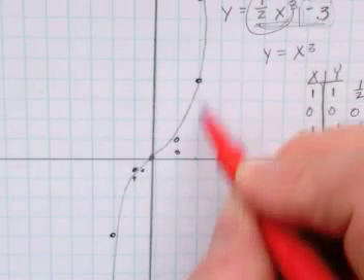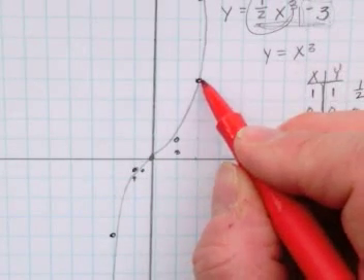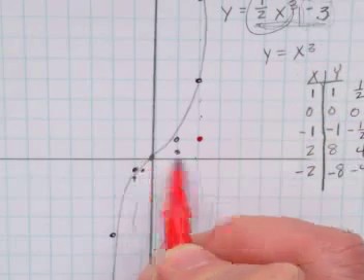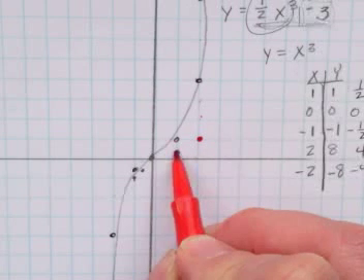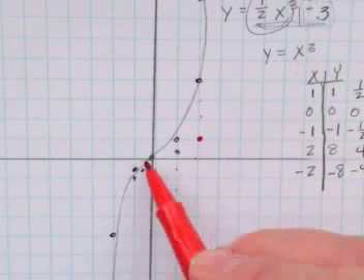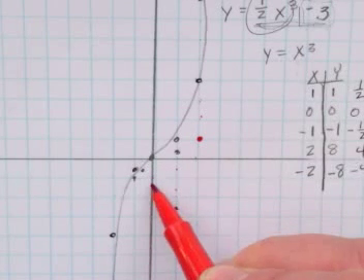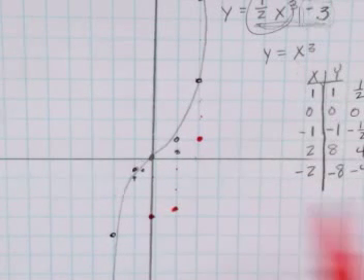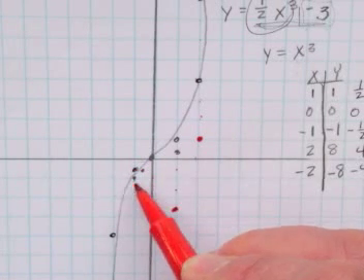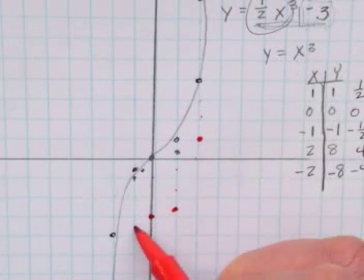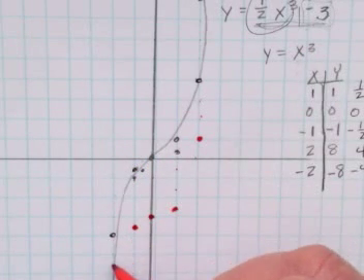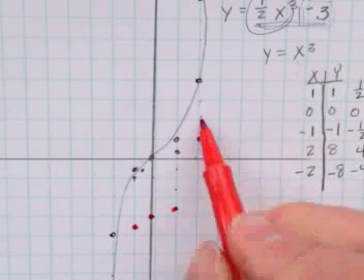So let's see, we had 2, 4, and we're going to go down 3, 1, 2, 3. We had 1, 1/2, and we're going to go down 3, 1, 2, 3. We still have 0, 0, so let's just shift it down 1, 2, 3. And then we have -1, -1/2, and we'll go down 1, 2, 3. And -2, -4 goes down 1, 2, 3.